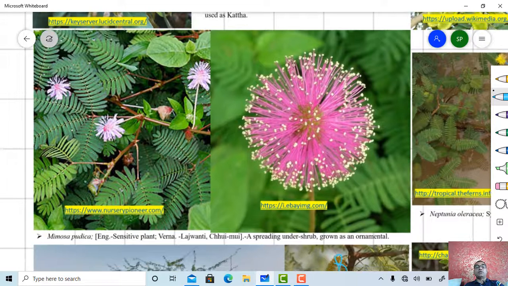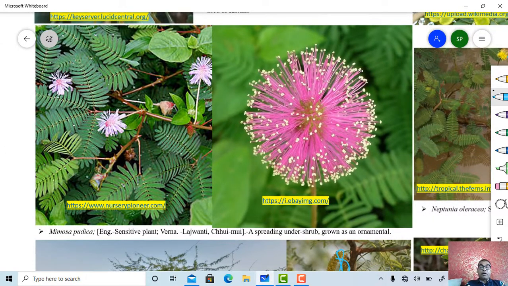This one is a Mimosa pudica, Chui mui plant or Lajalu plant, also called the Lajvanti plant, Mimosa pudica. So this one is a shrubby or herb-like plant. This one is a spreading undershrub and grown as an ornamental plant. In the majority of the plants, either a cymose head or capitate type of inflorescence is present.